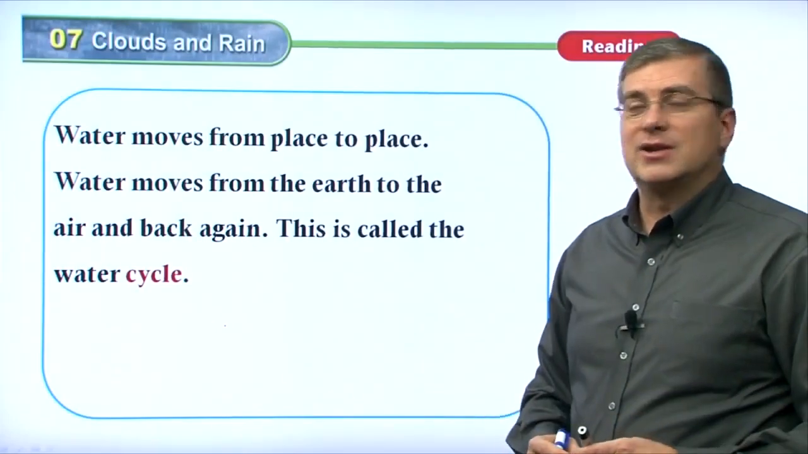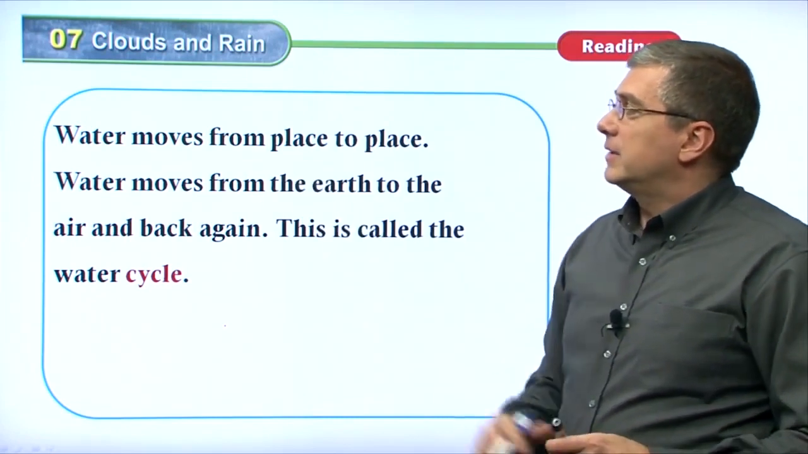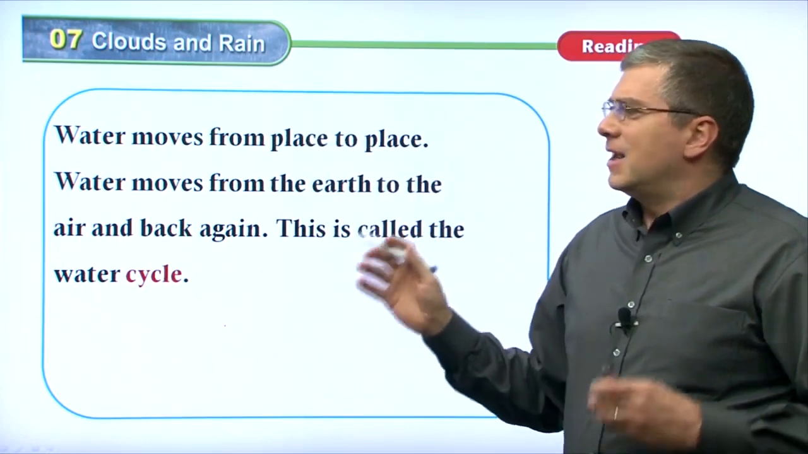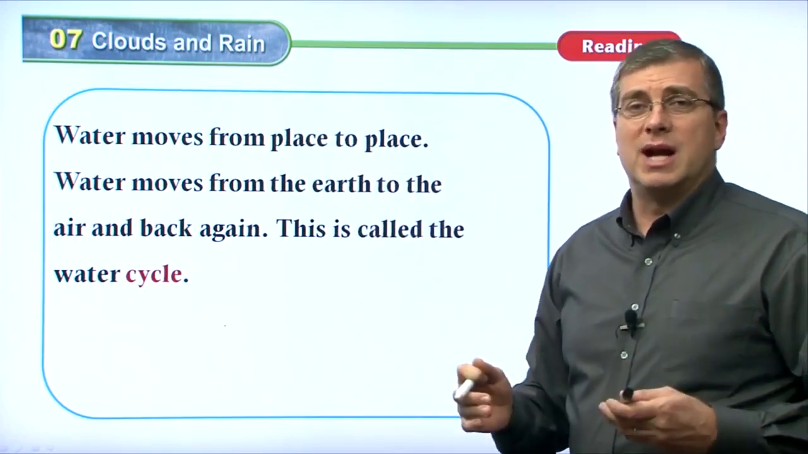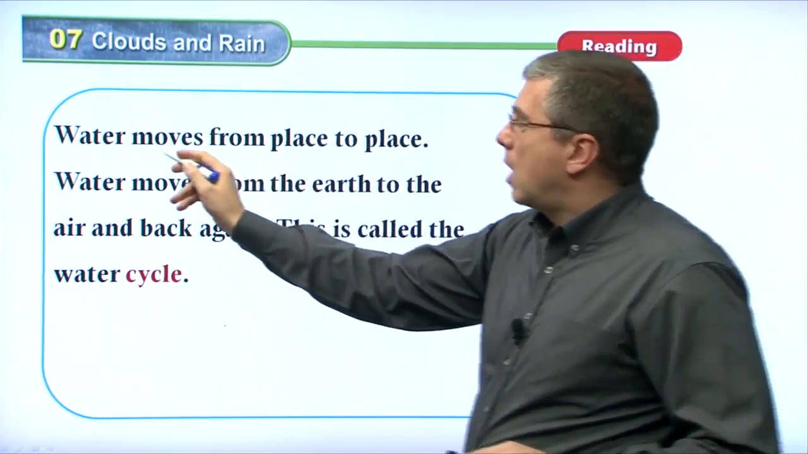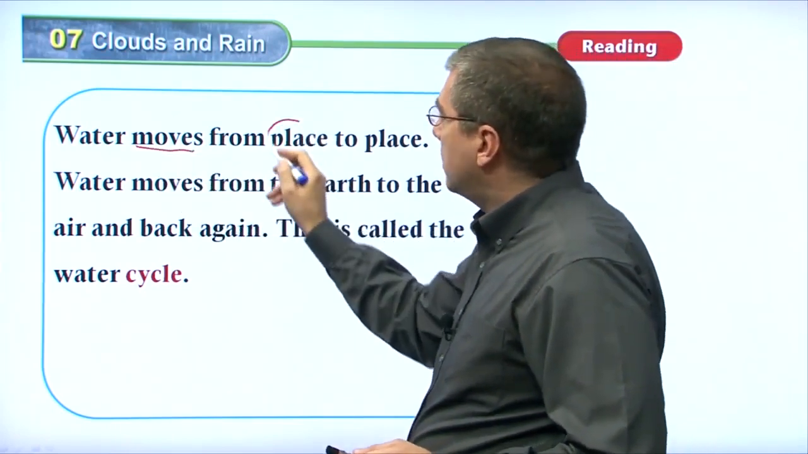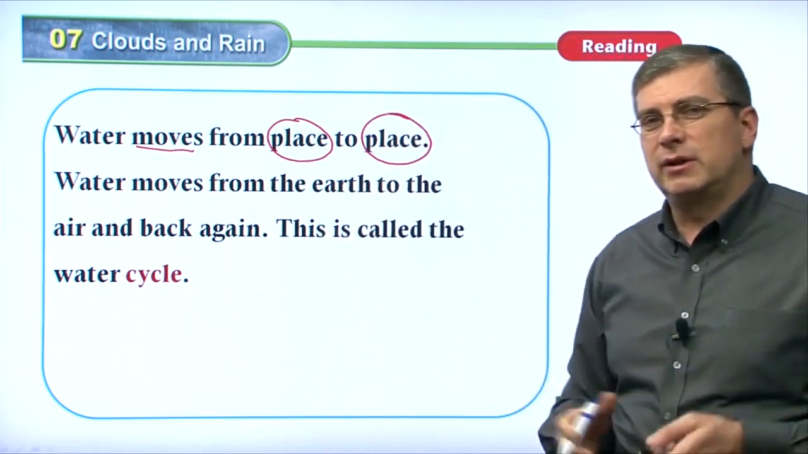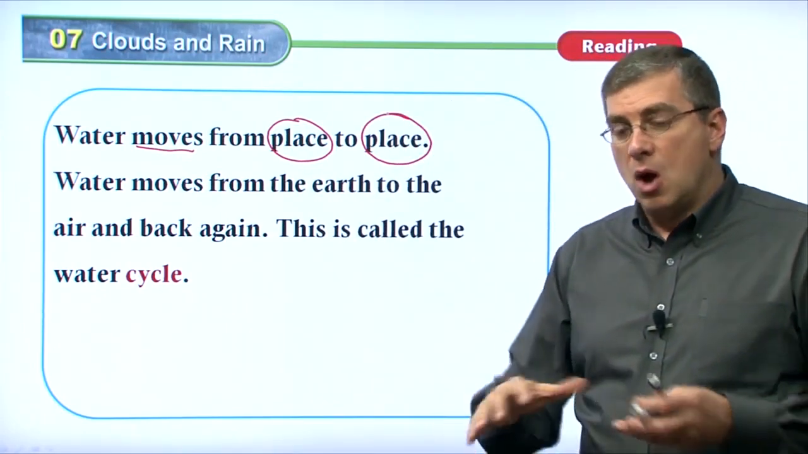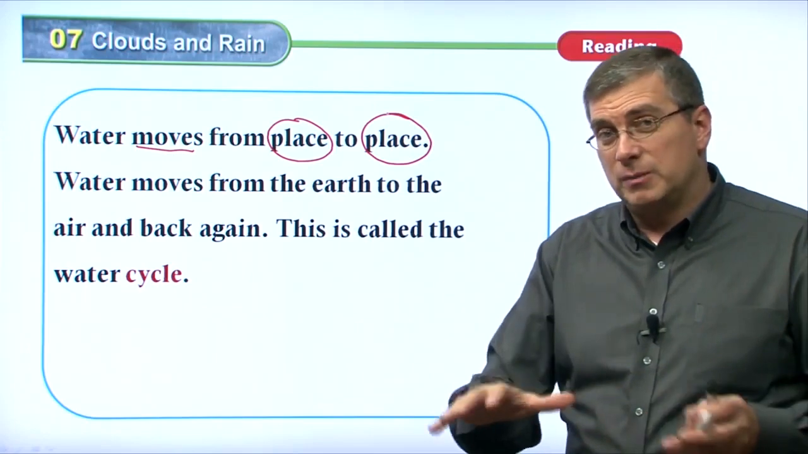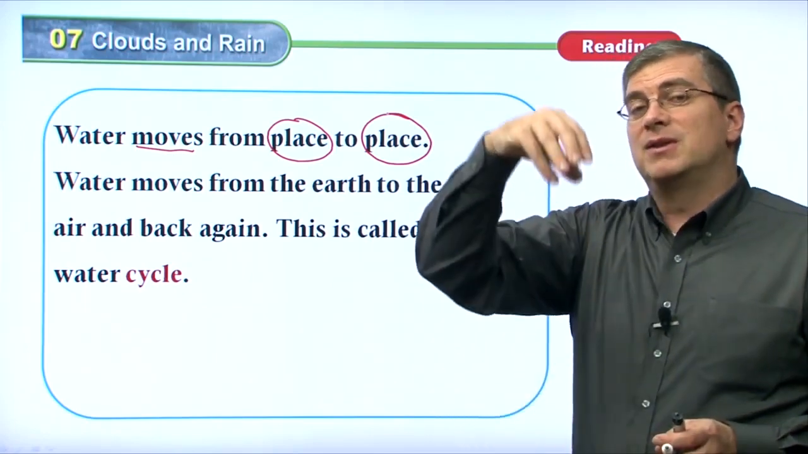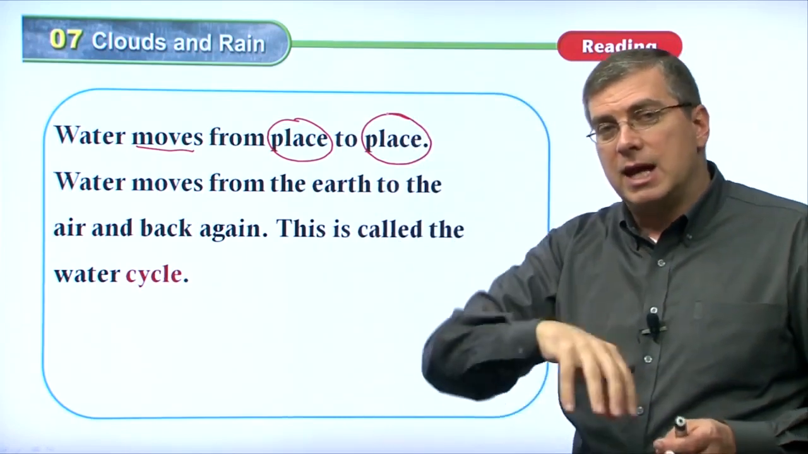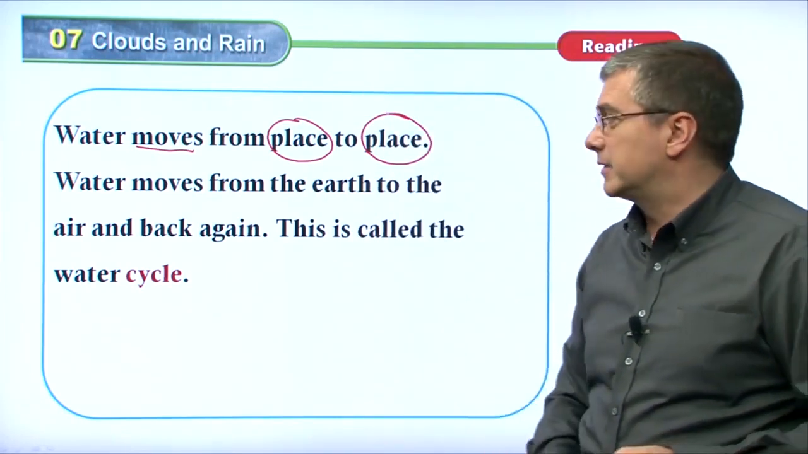Okay, let's go over the reading section here. We have our title sentence or our topic sentence, water moves from place to place. Now that's just kind of describing what water does. When we think about that, water moves from one place to another place. If we think about what we've just learned about water, we can see that's true. Water is in a lake or ocean to begin with, then it moves up into the air, becomes clouds, and then it moves back down to the ground. It moves from place to place.